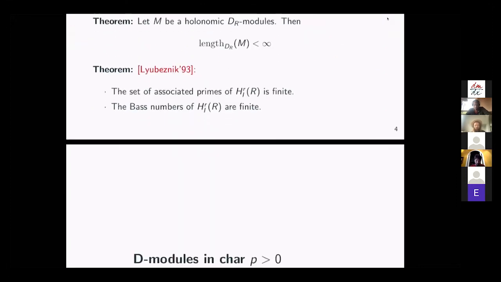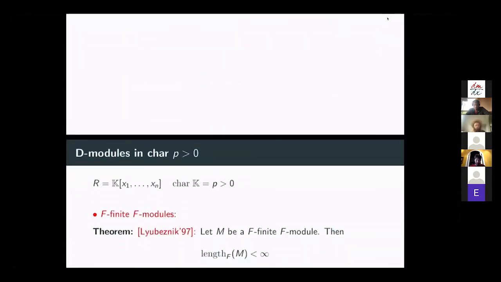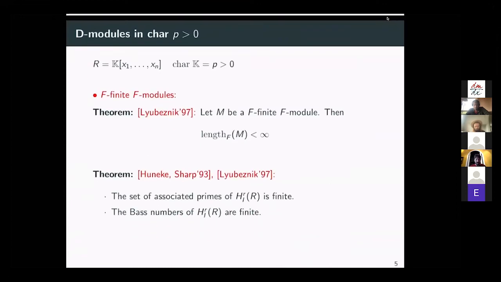When we move to positive characteristic, I am assuming that R is a polynomial ring over a field of positive characteristic, and in many situations I am going to assume that K is perfect, not right now. We have a theory parallel to the theory of holonomic modules, developed by Gennady Lyubeznik, who introduced these F-finite F-modules, essentially modules with the action of the Frobenius map. He proved that the length as an F-module of such an F-finite F-module is finite.